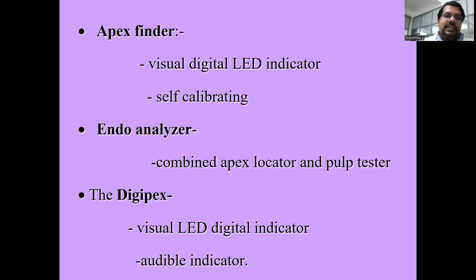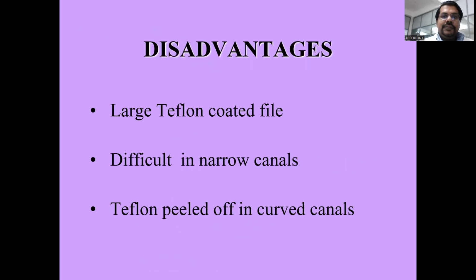Then we have other examples like the Apex Finder. It has got a visual LED, digital LED indicator. It is self-calibrating. Then we have the Endo Analyzer. It's combined with an apex locator and a pulp tester. Then we have the Digipex. Again, it has got a visual LED, digital indicator and an audible indicator. Like when you reach the apex, it gives a continuous beep. When you are either beyond or short, the beep is intermittent, going like an alarm.